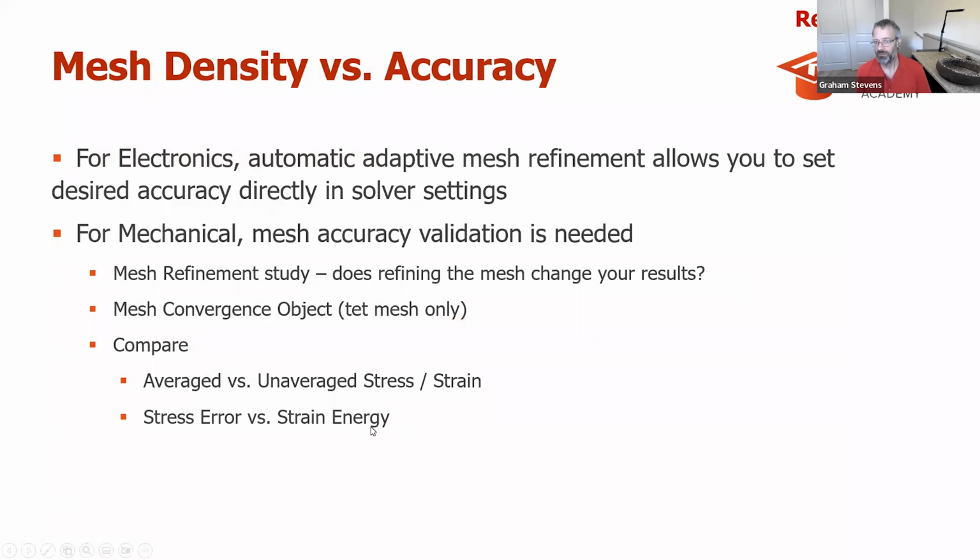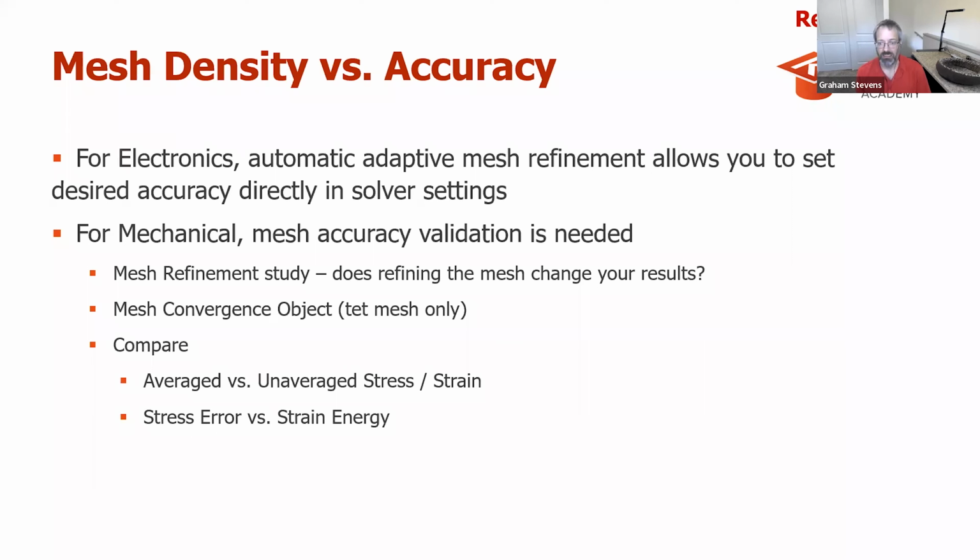And then as we look at mesh density versus accuracy for electronics, your automatic adaptive mesh refinement allows you to set the desired accuracy directly in the solver settings. So you can set your accuracy as 5% or 1% or 0.1%, whatever you're looking for. In mechanical, that is not necessarily the case. If you have a TEP mesh with a mesh convergent object, you can actually set your accuracy that way.